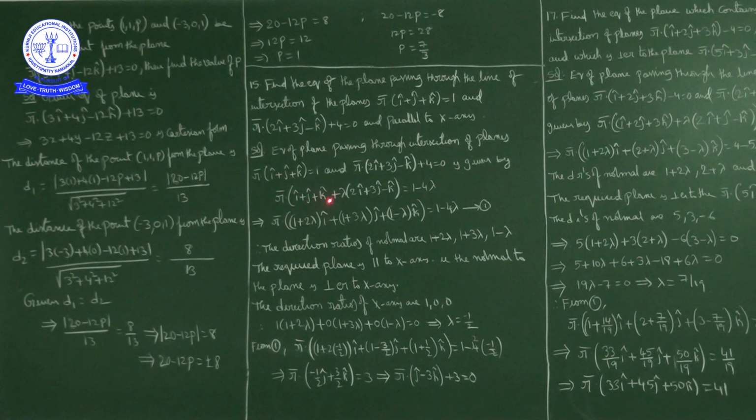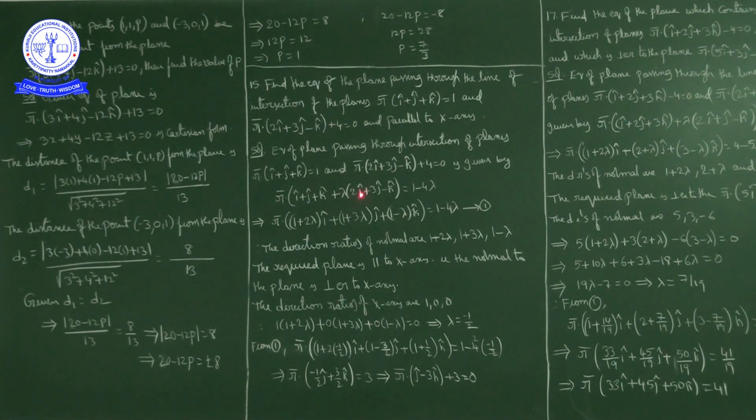I cap plus j cap plus k cap plus lambda times n2 bar. N2 bar is what? 2I cap plus 3j cap minus k cap is equal to d1 plus lambda d2. Lambda times d2 is what? Minus 4. So 1 minus 4 lambda. Now this plane will simplify like this, r bar dot product with, here I cap, here 2 lambda I cap.